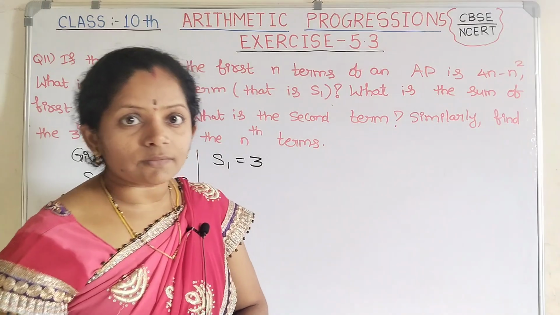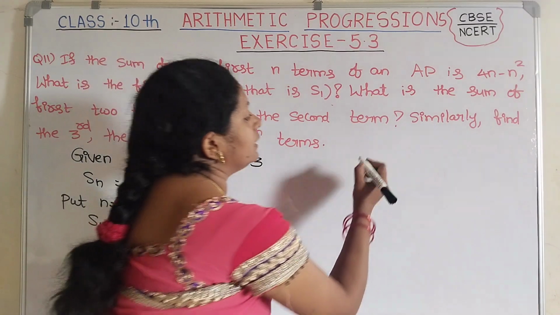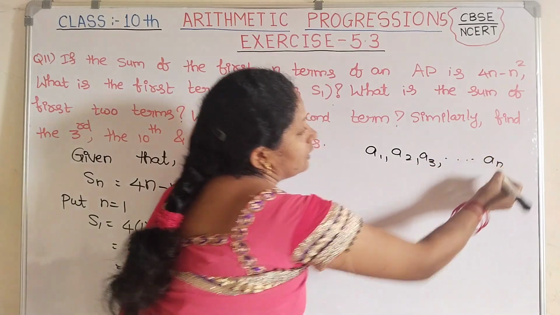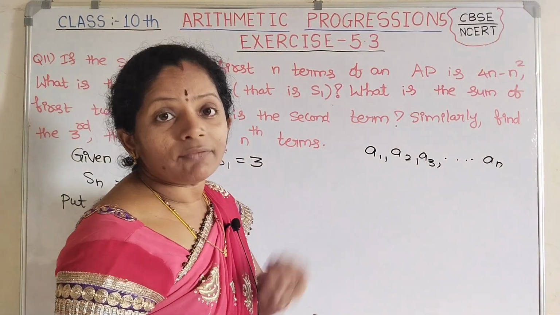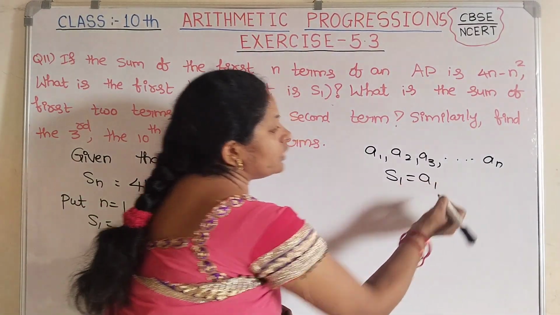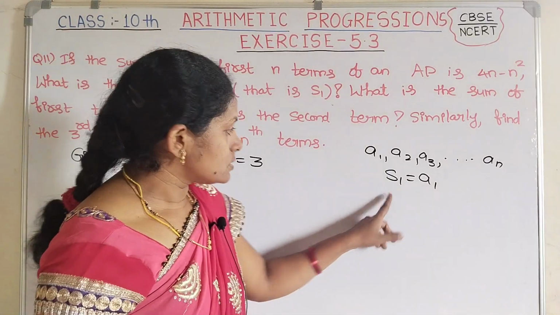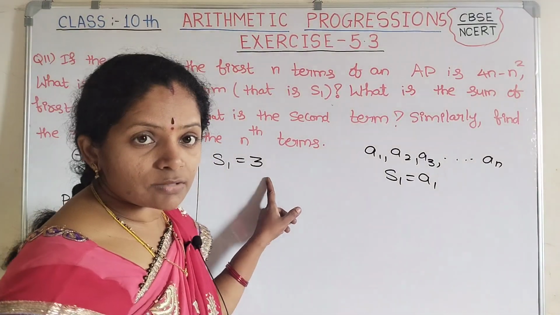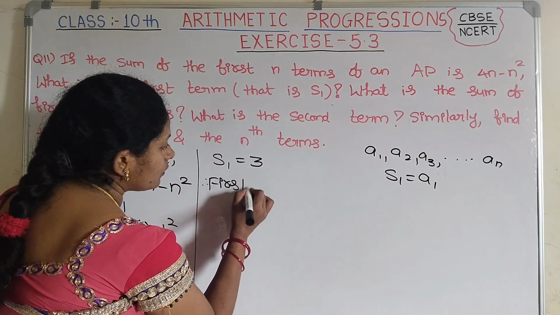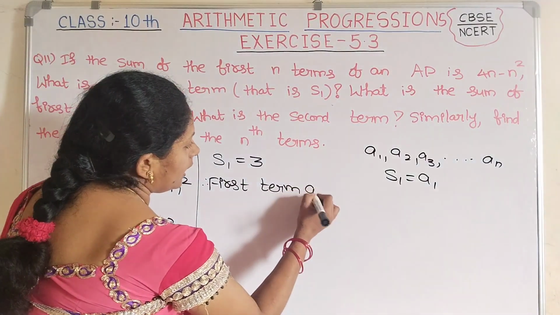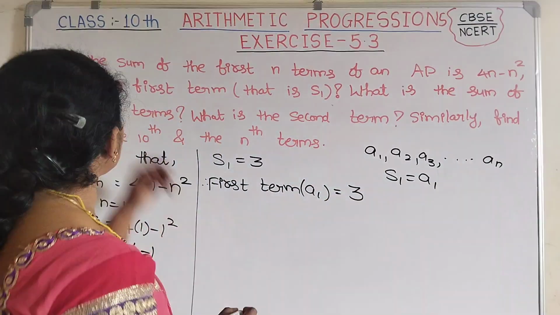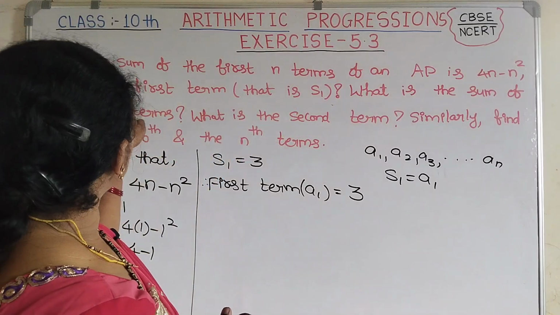S1 is 3 means, let us see here, there is A1, A2, A3, so on up to An. If there is only one term, then the sum of one term is nothing but S1 is equals to A1, isn't it? So, what is our A1? That is the first term, that is 3. Therefore, the first term A1 or A is equals to 3.